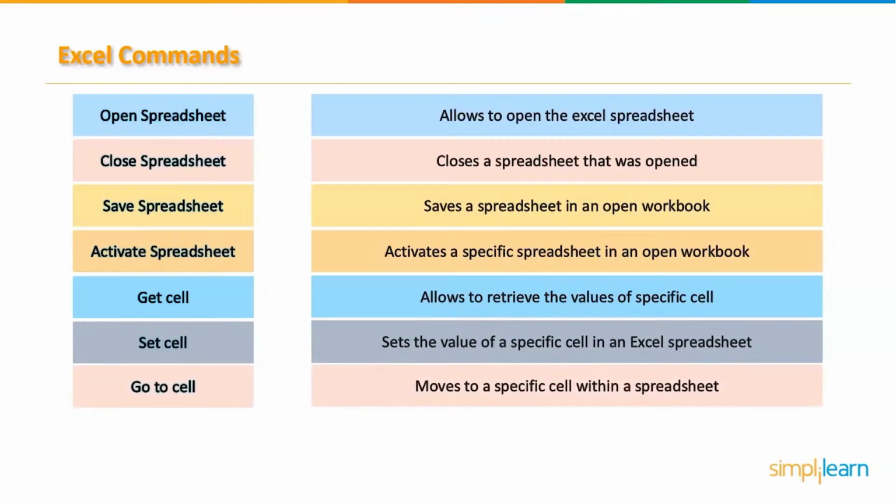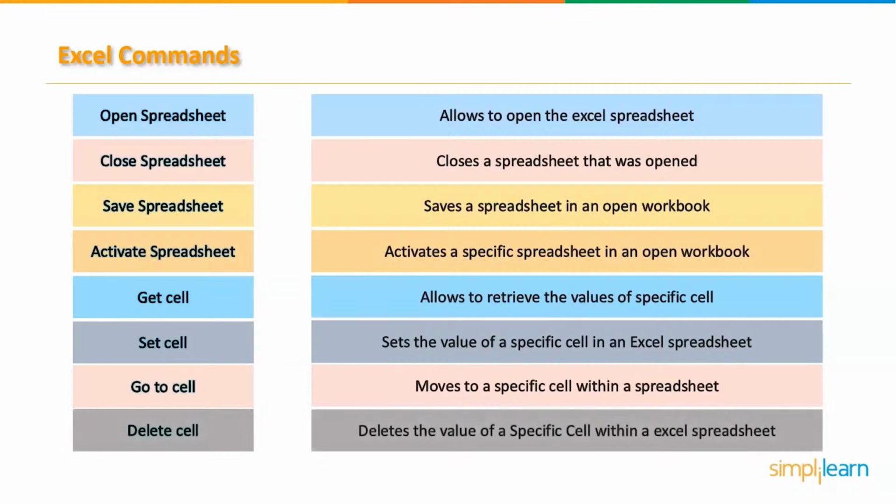Go to Cell moves to a specific cell within a spreadsheet. It can move one cell to the left or to the right of the active cell, and it can move one cell above or below the active cell or move to the beginning or end of the column. Delete Cell. This command deletes the value in an active cell or in a specific cell within an Excel spreadsheet.